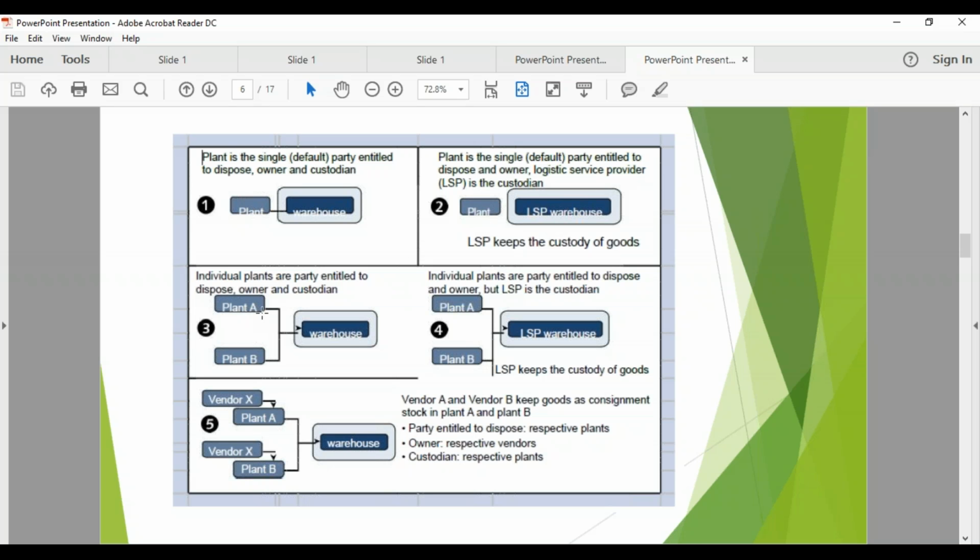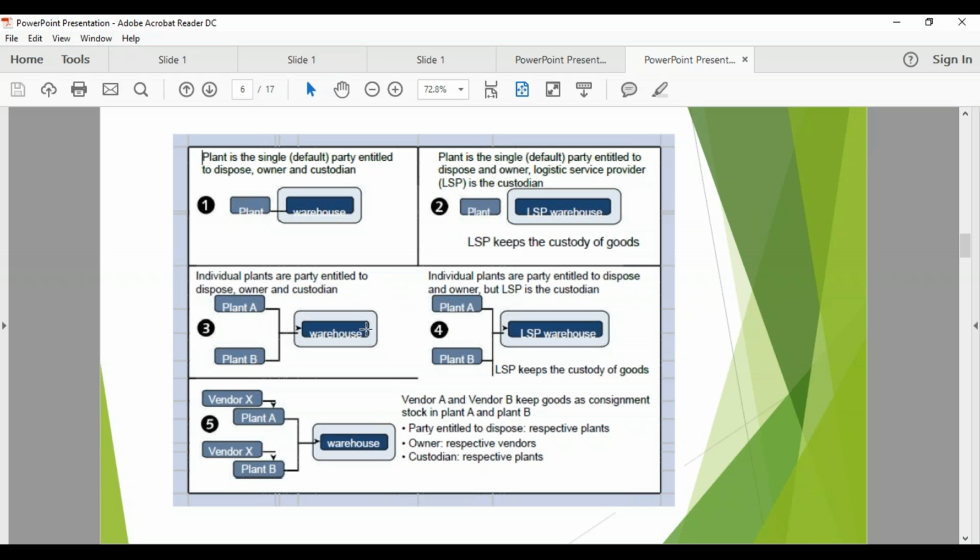In some scenarios, multiple plants can be assigned to one warehouse. From extended warehouse management to the plants, it is one to many. So one extended warehouse management can be assigned to multiple plants, and it can take the operational responsibility of the multiple plants. At that time we have two plants, plant A and plant B, and the warehouse is one. The warehouse will be the custodian, and the respective plants will be the owners. So this is a typical scenario. Most of the time we have only one to one.